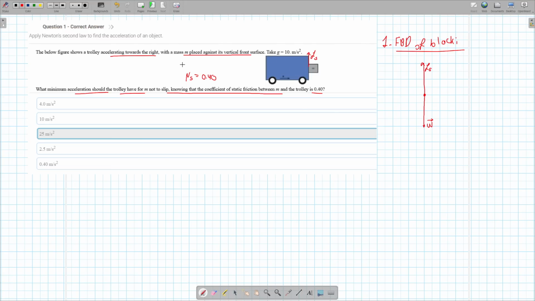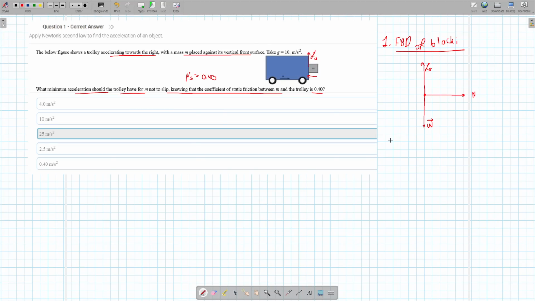Now we know that the object is accelerating towards the right. Anytime you have weight, you should have a normal push perpendicular to the surface you're acting on. Here, the surface is the trolley. So since the trolley is here, the normal reaction will always be perpendicular to it. So this is N. Now you drew your FBD. I can't think of any other force. We have our friction, we have our weight, and we have our normal that's perpendicular to the trolley.